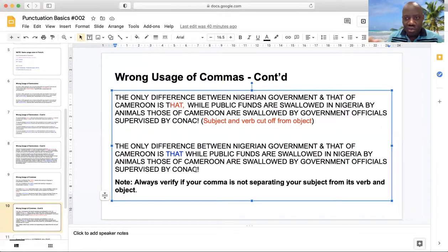Because what I'm doing here is not to mock anybody. It's just that if we don't use practical examples where people have gone wrong and then show how to correct them, we will not have the material with which to learn, and we will speak a lot in theory and there will be nothing said in practice. So I hope you get the point here. Kindly note, always verify if the comma you are introducing in your sentences is cutting off part, maybe your subject from your verb, or the subject and the verb from the object, etc. Although there can be exceptions, and we'll be seeing some of them in a little while.